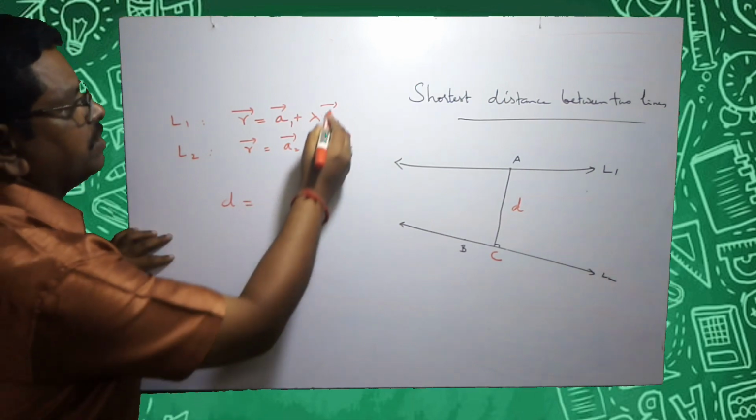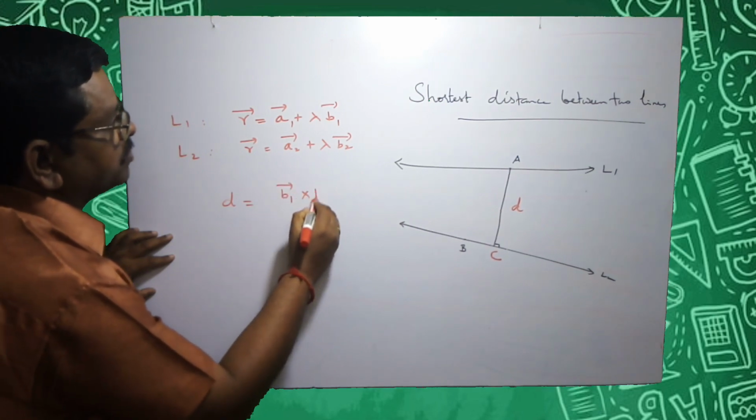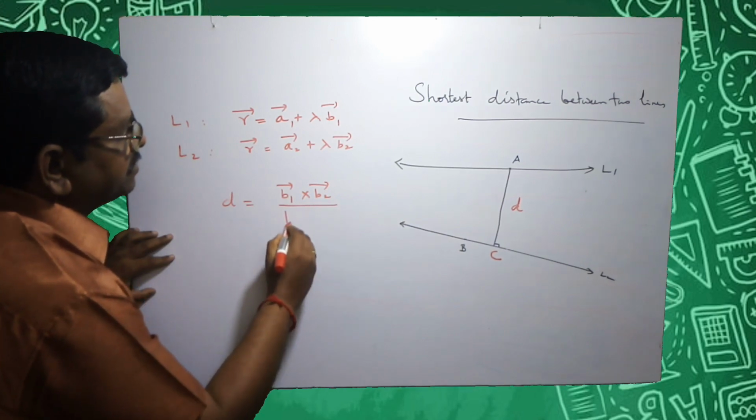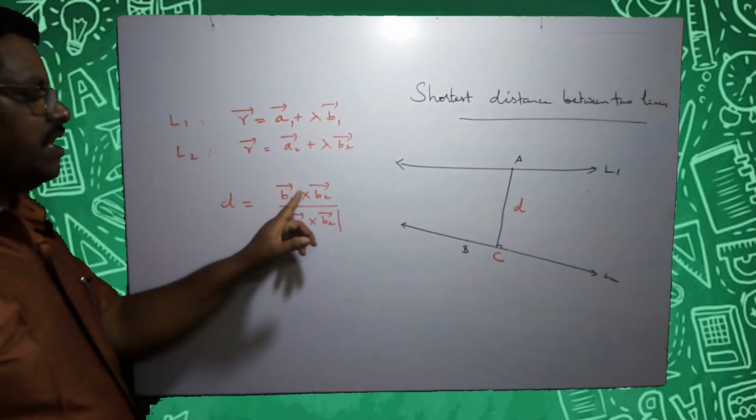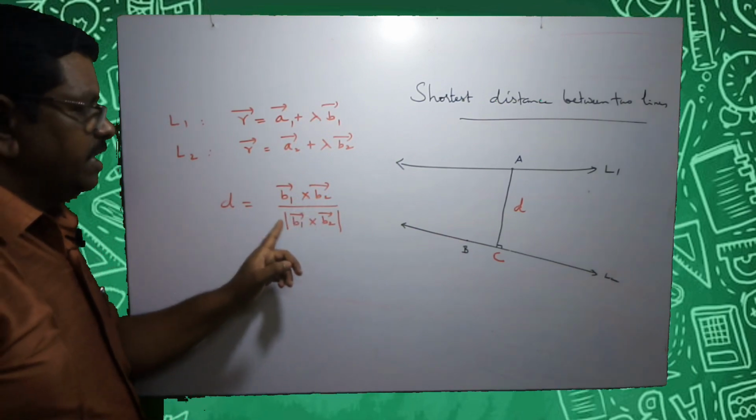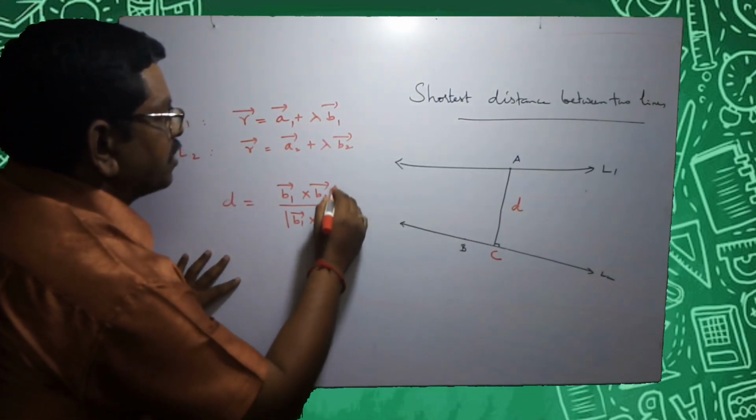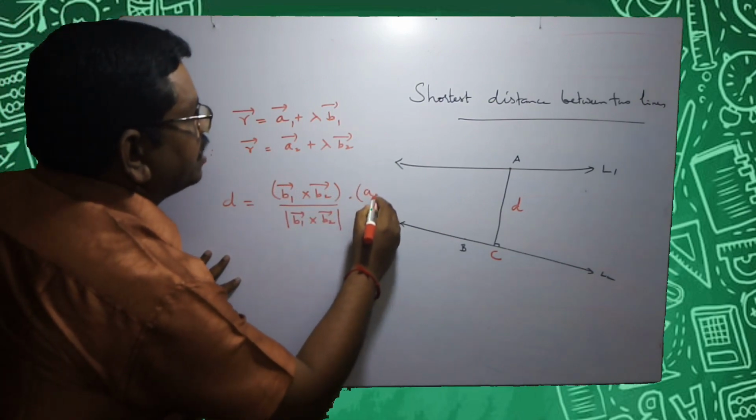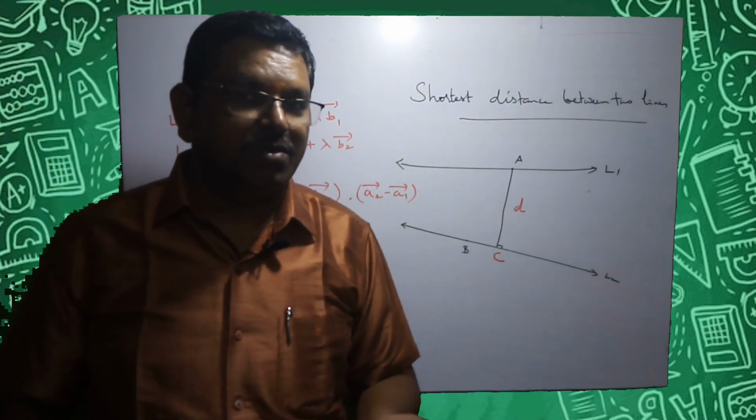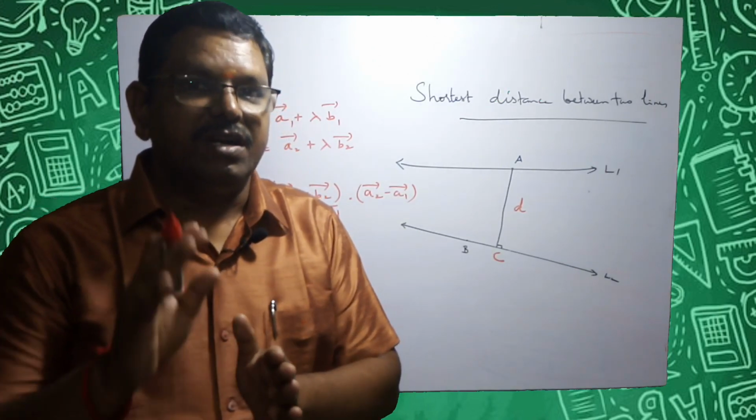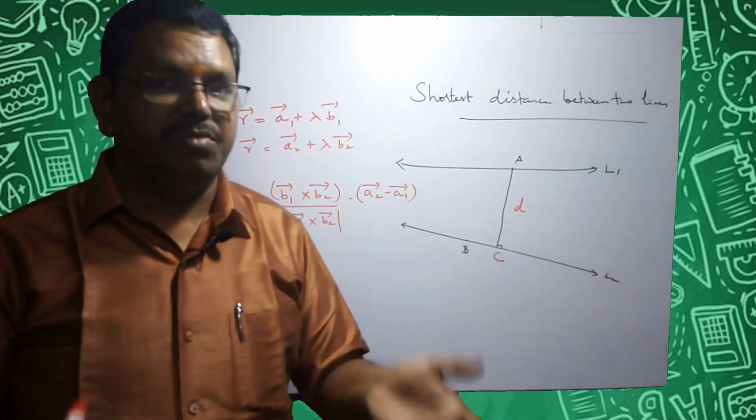First we should find D is equal to the unit normal vector of B1 vector and B2 vector. Unit normal vector means we have to find the cross product of the two vectors and then divide that by the modulus of their cross product. Look at this, B1 vector and B2 vector, their cross product divided by modulus of B1 vector cross B2 vector, and then put a dot, that means dot product with A2 vector minus A1 vector. So here what we have done is D is equal to B1 cross B2 dot A2 minus A1 whole divided by modulus of B1 cross B2.